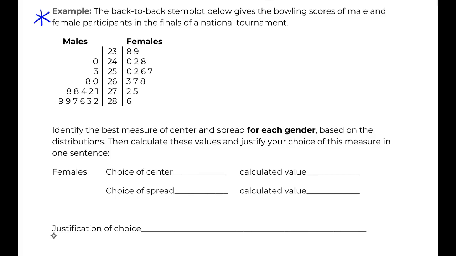Then we're asked to find the best measure of center and spread and then calculate these. So this question is really getting at 4 different things. 1, can we read a stem plot, especially a back-to-back one? 2, do we know what measure to use, when? And 3, can we actually calculate that measure? So this one problem is doing a whole lot of work for us.